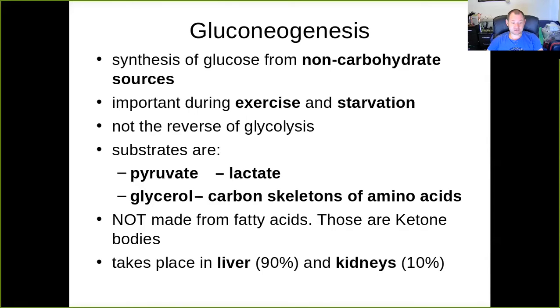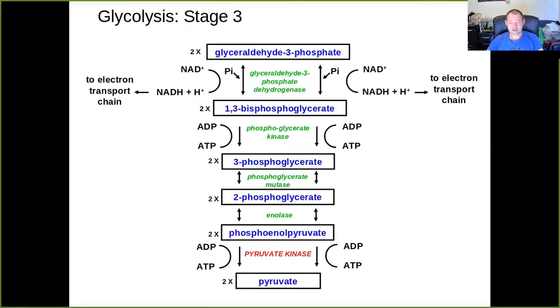Takes place in the liver. That's where we're making our glucose. At least 90% of it does. 10% in the kidneys. Uses ATP. And you don't need to memorize this. There's a lot of chemical reactions. Now here I'm including some of the intermediate molecules that I didn't talk about earlier. Shows you that these processes are more complicated than you may have initially seen.